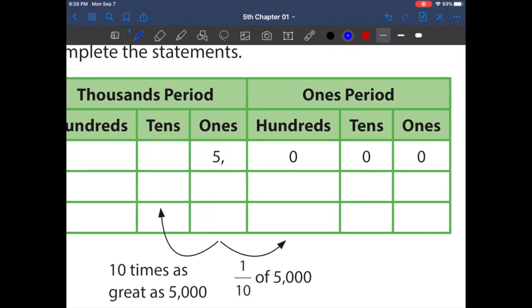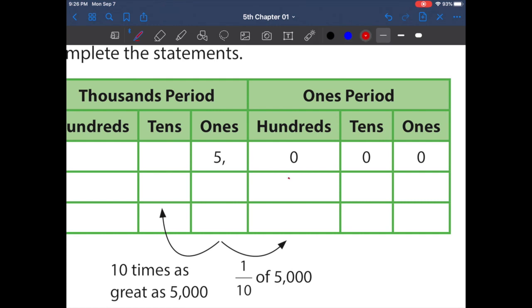So if we look at this number line, I'm going to ask you a question really quick. Is 500 bigger than 5,000? No. So that means we're looking at a bigger number. So what number would be 10 times bigger than 5,000? Well, that would be 50,000.